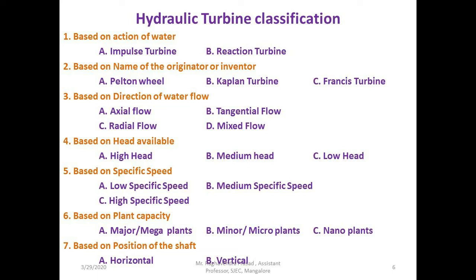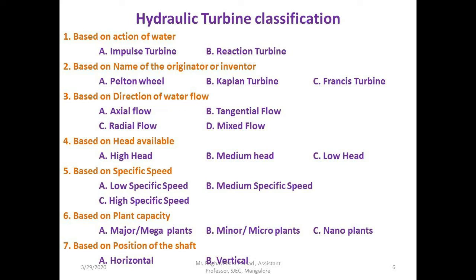For the turbine. The sixth point is based on plant capacity. There are three types. The first one is mega plants or major plants, which produce power in megawatts. The second one is micro plants, which produce power in kilowatts. The last one is nano plants, which are small scale plants that also produce power on a very small scale, normally in kilowatts.